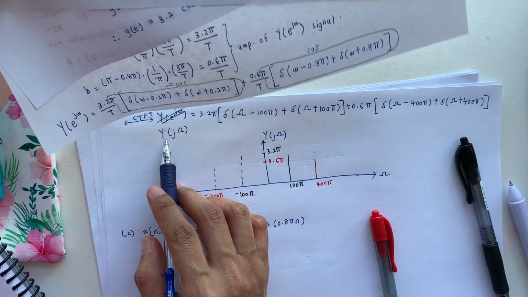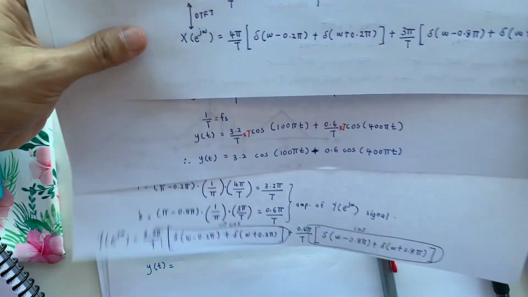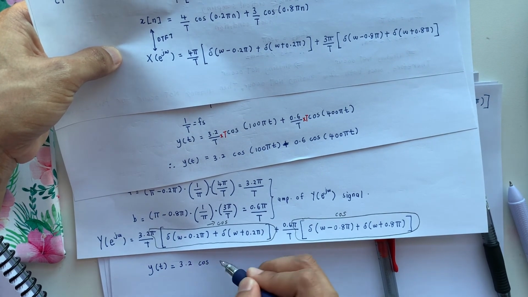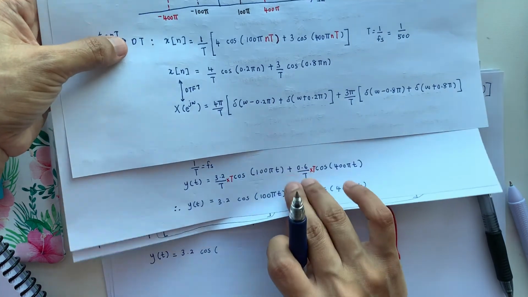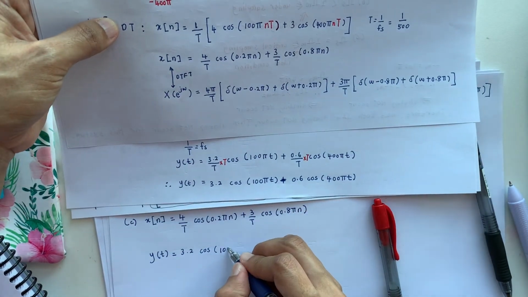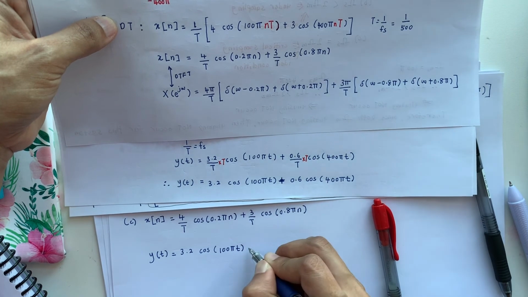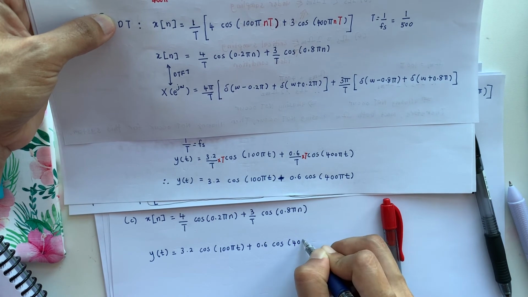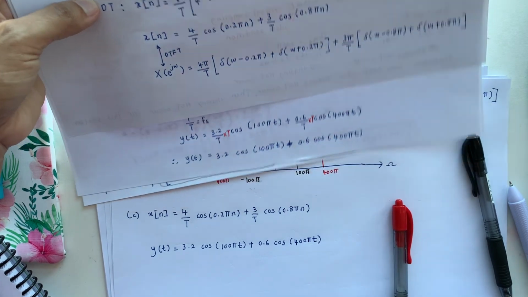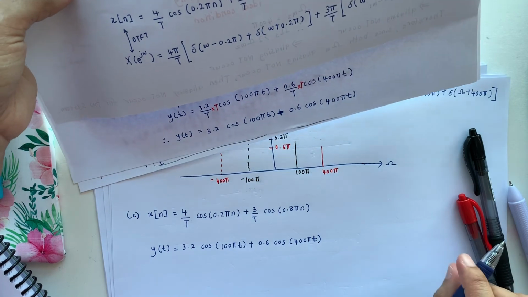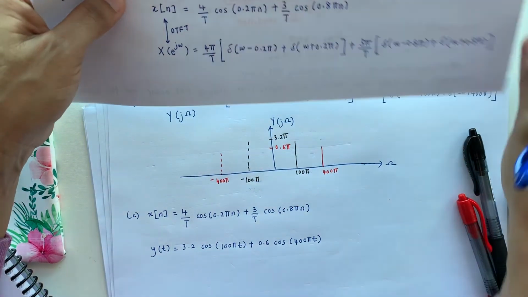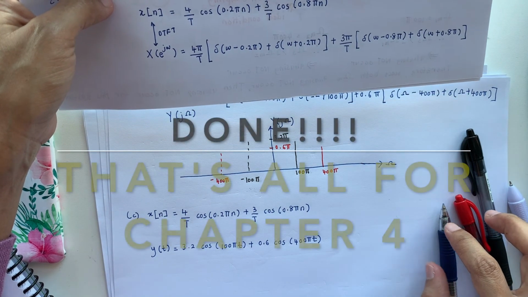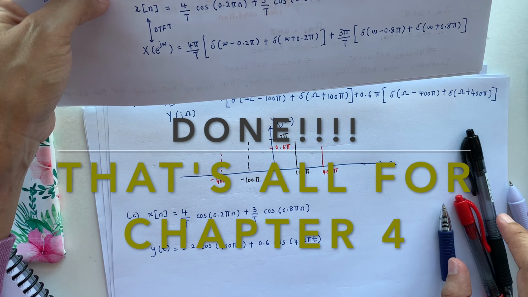So your y(t) is 3.2 cos 100 pi t plus 0.6 cos 400 pi t. Done. So this is your final example for the sampling process. I hope you will give it a try. See you soon. Bye.